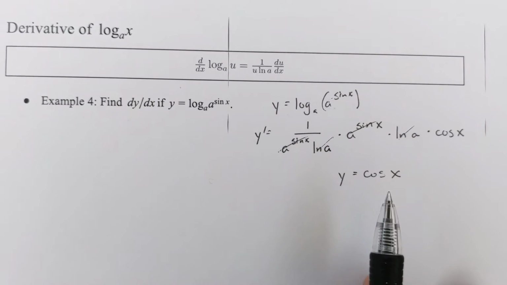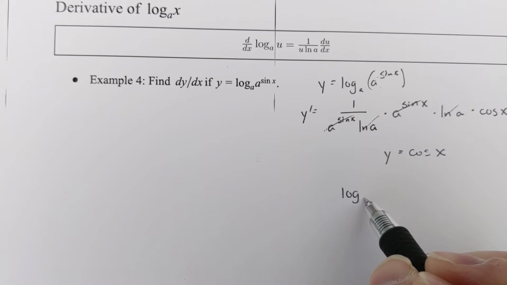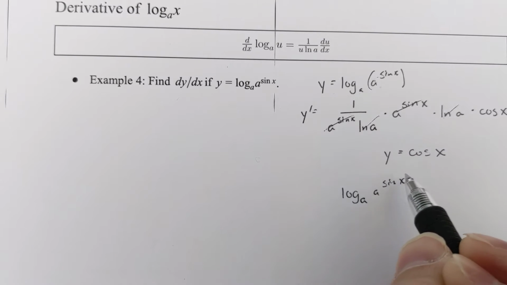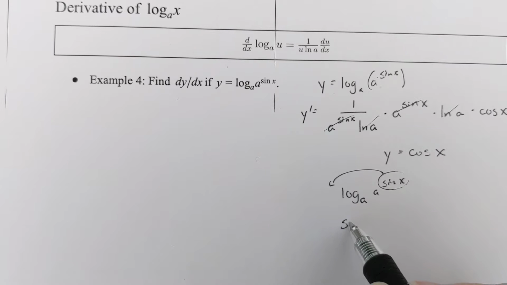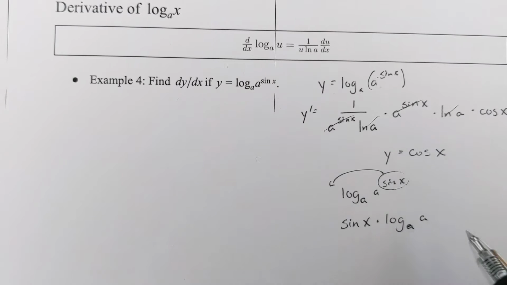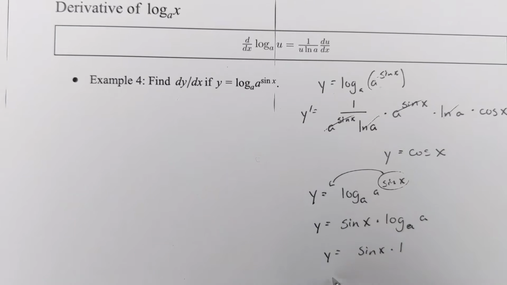And that's actually a very long way to do this problem, because the alternate method looks like this. Since I have a logarithm, this exponent can be moved out front, so it becomes sine x times log base a of a. Now, log base a of a is what power of a is equal to a? Well, a is the first power of a, so this just becomes sine x times 1, which is just sine x.